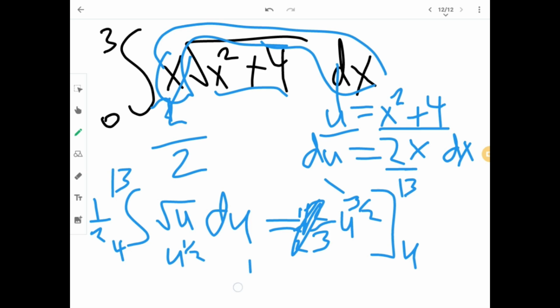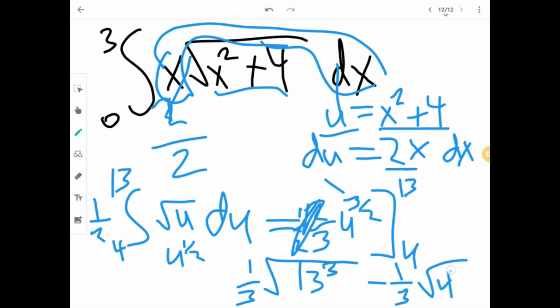So now, 1 over 3 of root 13 cubed minus 1 over 3 of root 4 cubed. Put that in the calculator, you'll get it. Or if they ask for a simplified version, you just expand it. Expand the 13 cubed, check for any factors.